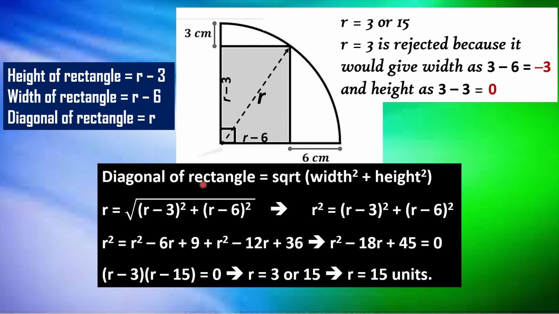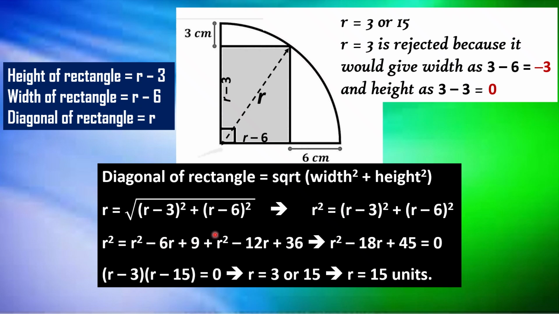Now diagonal of a rectangle is given as square root of square of width plus square of height. So diagonal r will be equal to square root of r minus 3 whole square plus r minus 6 whole square. So squaring both sides, r square equal to r minus 3 whole square plus r minus 6 whole square. Expand r minus 3 whole square and r minus 6 whole square using the formula for a minus b whole square, that is a square minus 2ab plus b square.